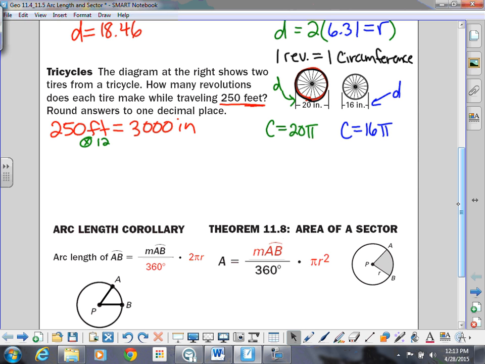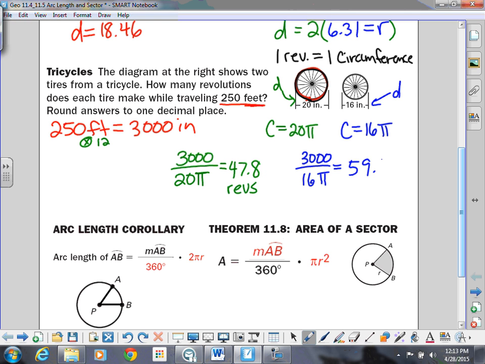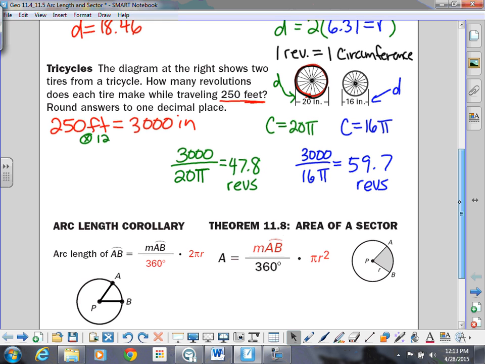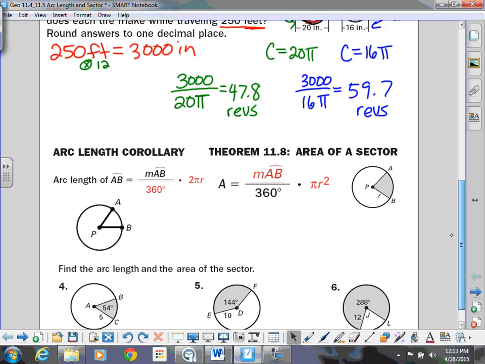So for the first one, I'm going to take 3,000 inches and divide it by 20 pi inches. Remember, that's one revolution. So that'll tell me how many revolutions we get, and that's going to give me about 47.8. It says to round to one decimal place. So I'm going to get 47.8 revolutions. And then over here, on the smaller one, I'm going to take the 3,000 and divide by 16 pi. And that's going to give me about 59.7 revolutions. And that makes sense, right? Because the smaller one should have to spin more to travel the same amount of distance as that bigger one.